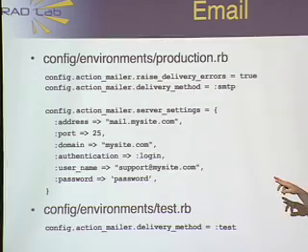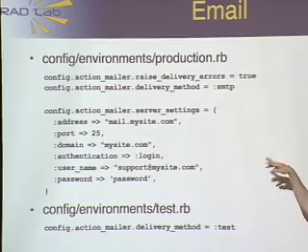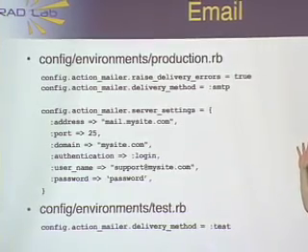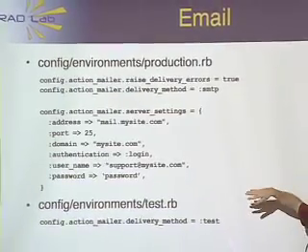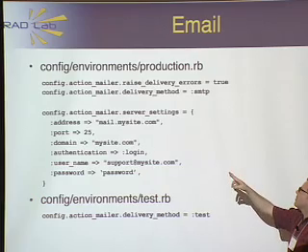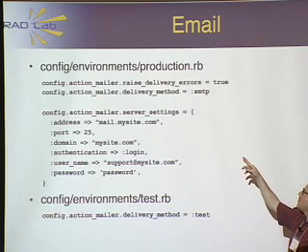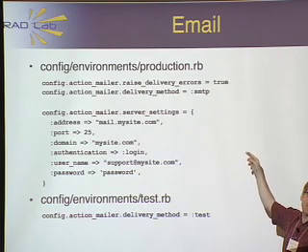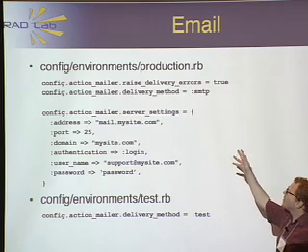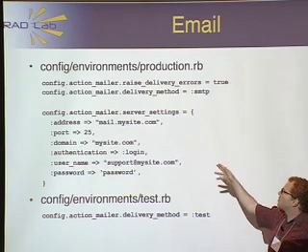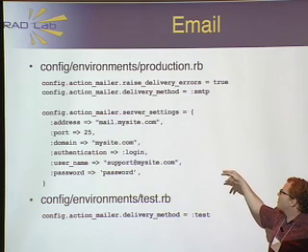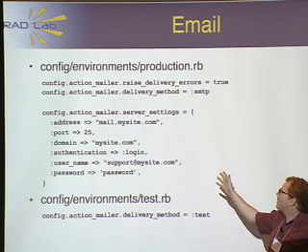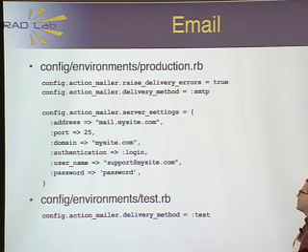So basically, the first piece is raise delivery errors. That's true. I just want to get exceptions when delivery fails. You can set that to true or false. Action mailer delivery method, you can either use SMTP or sendmail, whichever you want. Then you give it server settings, which basically tell it the address and the port and so forth, how to reach your site, and the password to the SMTP server. That's in your production site.